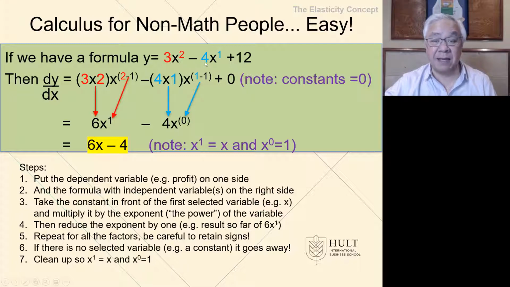And then we do the same thing. What is the constant in front of the variable? It's 4. And then what is the power? It's 1, x, and then 1 minus 1. And then notice that this has no x. It does not change on the dimension of x, so it goes to 0. So constants, like 12, have a value of 0 when we compute slope.